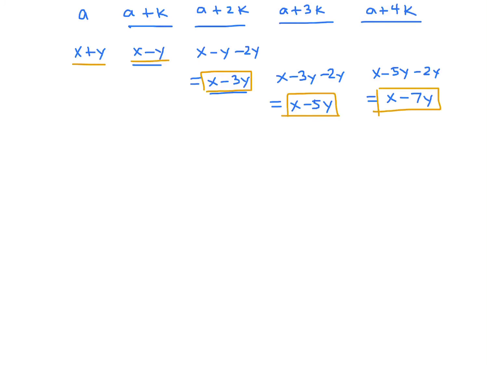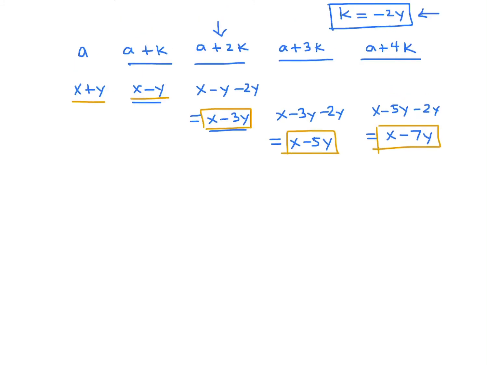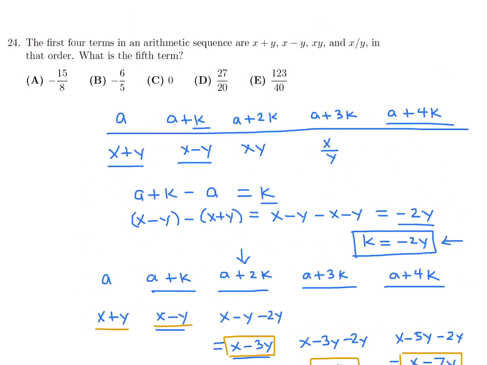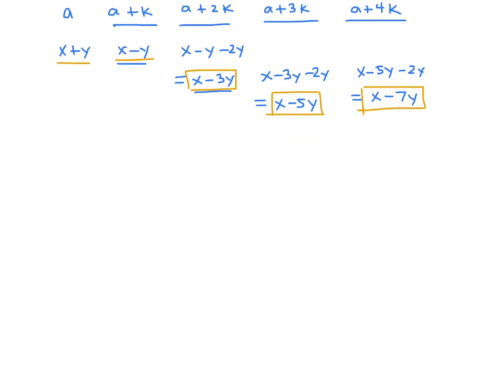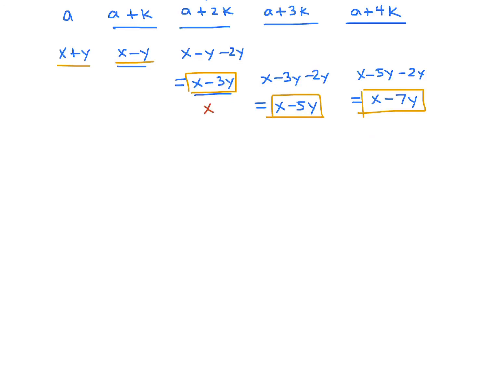Now we are given some very important clues by the question, right? We are told that our third term is xy and our fourth term is x over y. So we can use that to equate these. That means that x minus 3y is equal to xy and x minus 5y is equal to x over y.